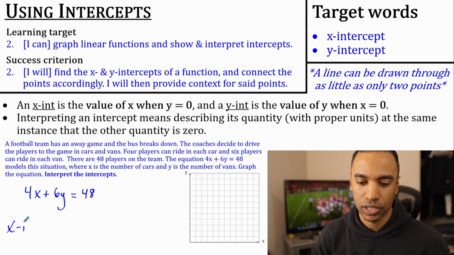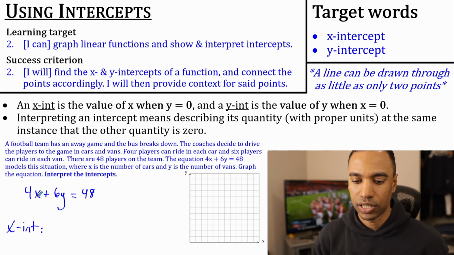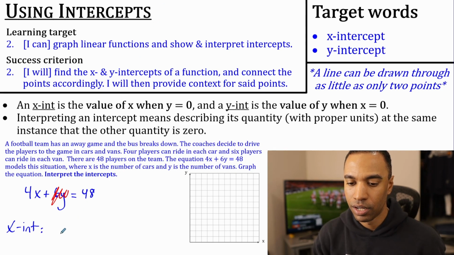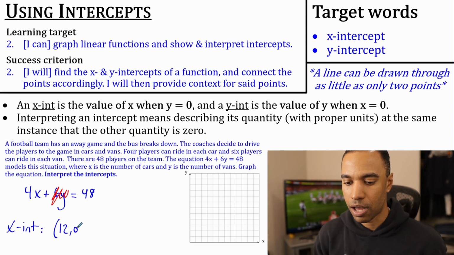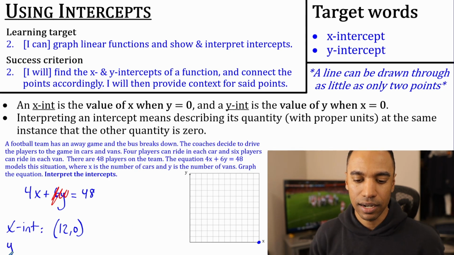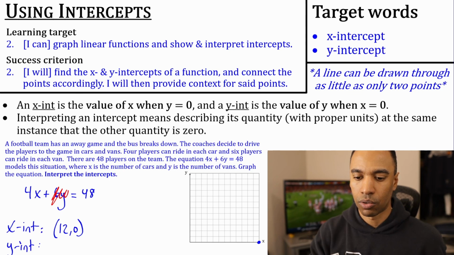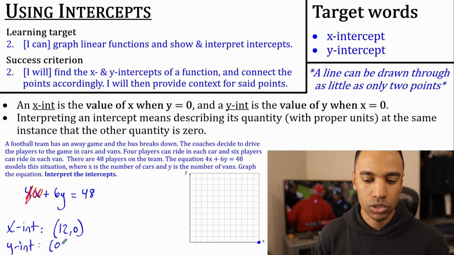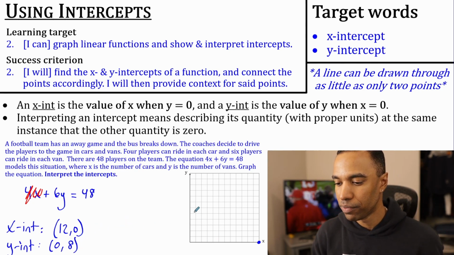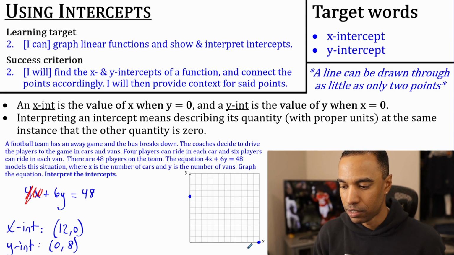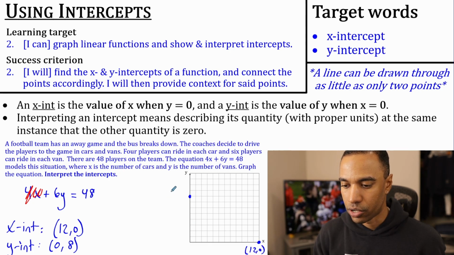Let's find the x and y intercepts. So for the x-intercept, set y equal to 0. 4x equals 48, divide by 4, you get x equals 12. So 12 comma 0 is a point on this graph, right at the end here. And then the y-intercept, set x equal to 0. 6y equals 48, divide by 6, y equals 8. So when x is 0, y is 8. Keep that in mind. 0 comma 8 is right here.